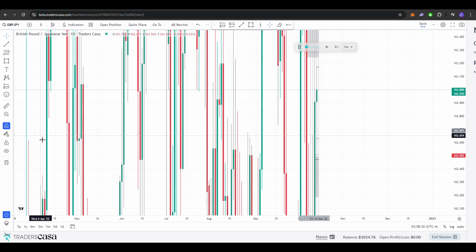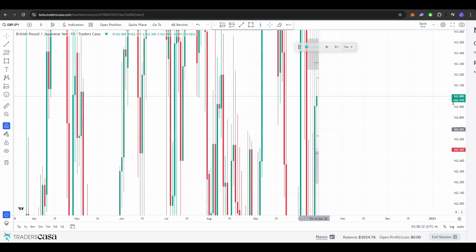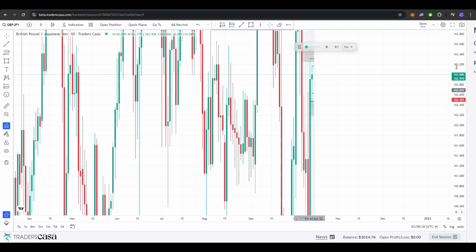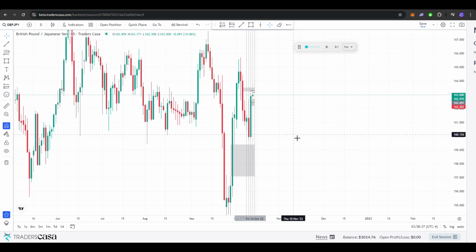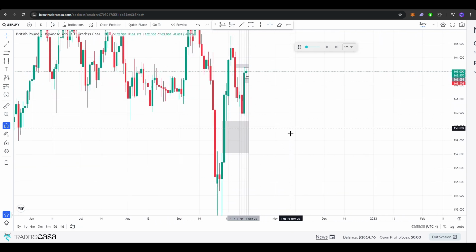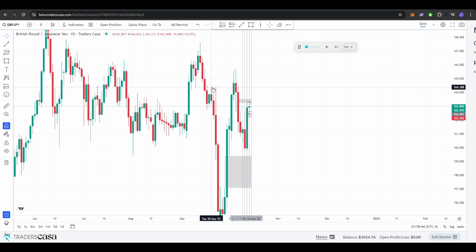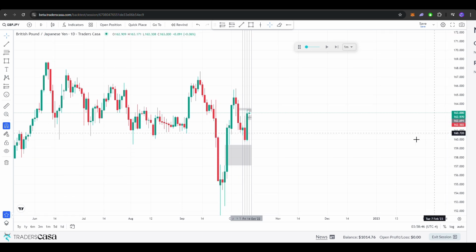So, okay, so daily, we had a break of structure here, so bullish. It closed above these highs as well, so we were in a bullish daily here, but after this large expansion, we could expect a retracement.